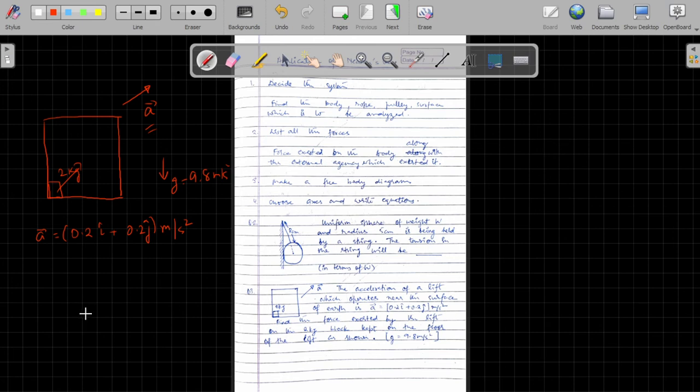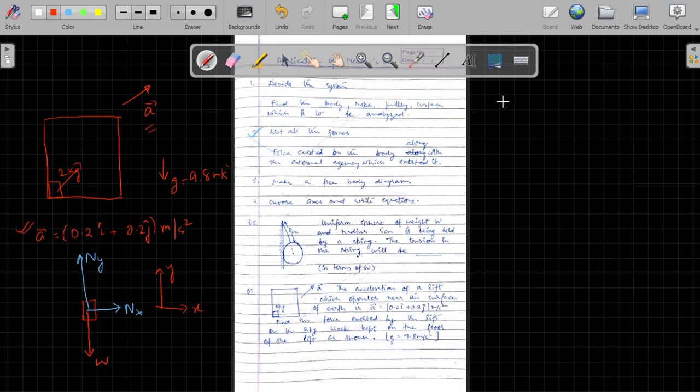So if we imagine how it will be possible, for that to be possible, the normal reaction on the block would be acting in two directions, that is the x direction and the y direction. And so we have completed step number 2. We have listed all the forces acting on the block. Now we'll choose the axis. So let us say this is the x-axis and this is the y-axis, and we know the acceleration of the system. It is given to us.